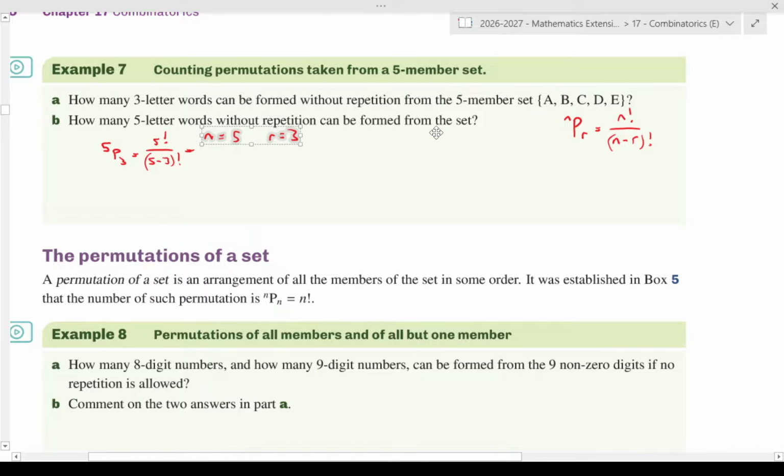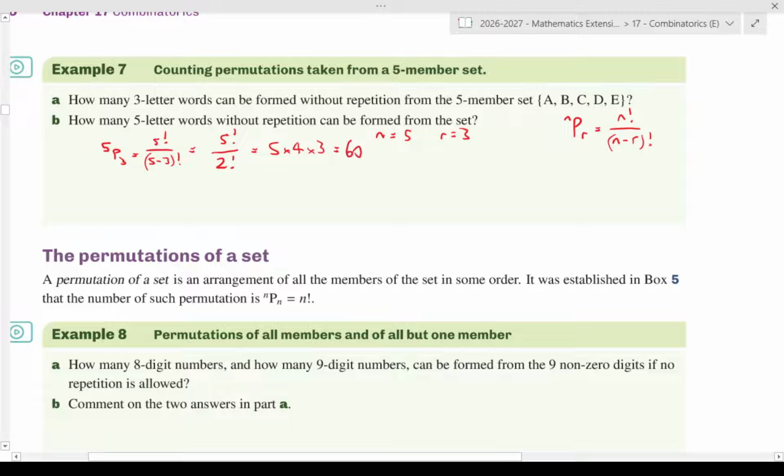I'll just move these for a second because I just realized I've put them in the way. I'll just move them over there. We can write that as 5 factorial over 2 factorial, which is going to be the same as 5 times 4 times 3, which equals 60.